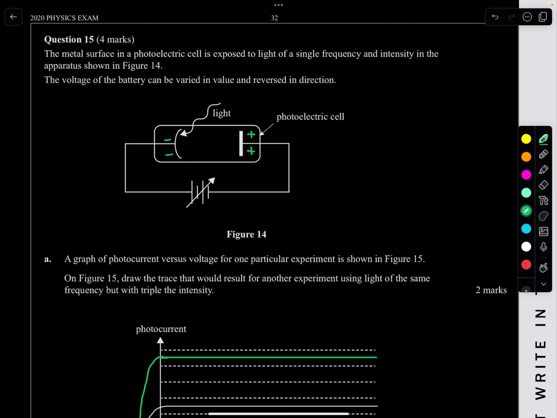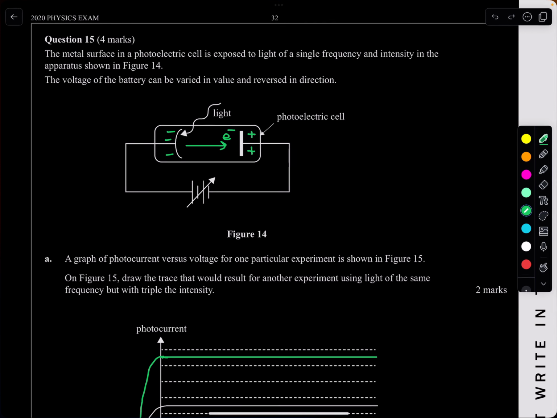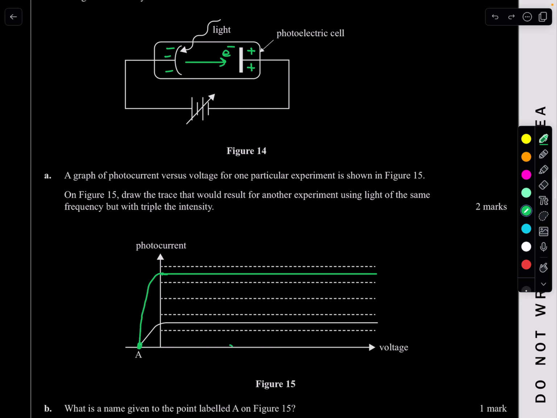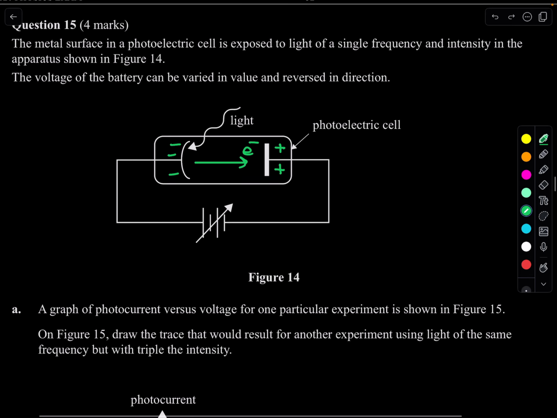This is negative. So what happens is that when electrons are released here, they go to this positive electrode and pass through the cell. But the stopping voltage is because it's a variable voltage, you can start varying it as you decrease the voltage. And why is it negative? It's negative because you change the polarities. So that's now negative, and the other part is positive.